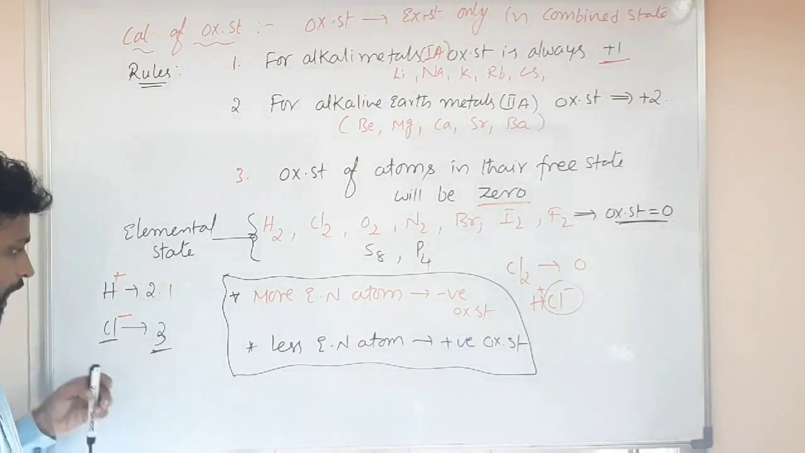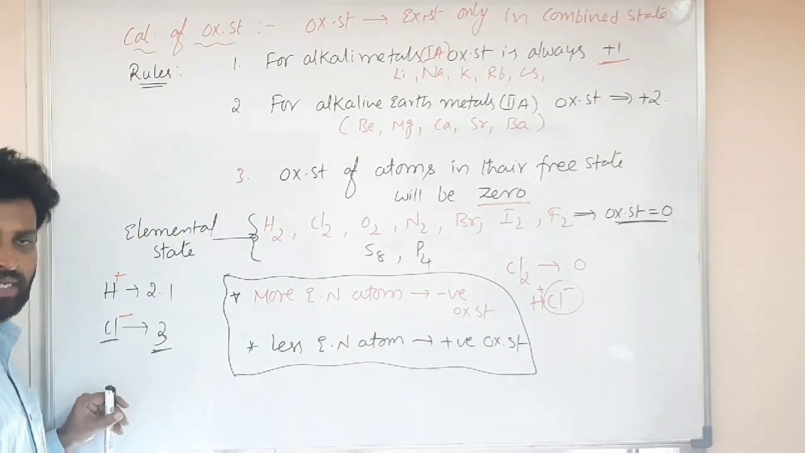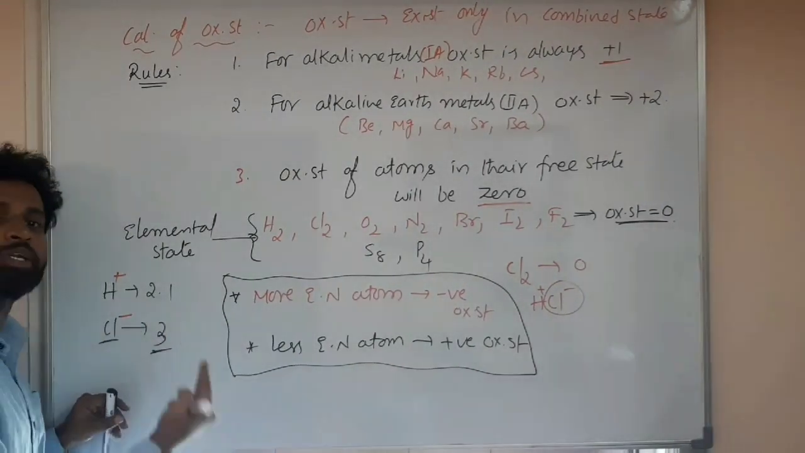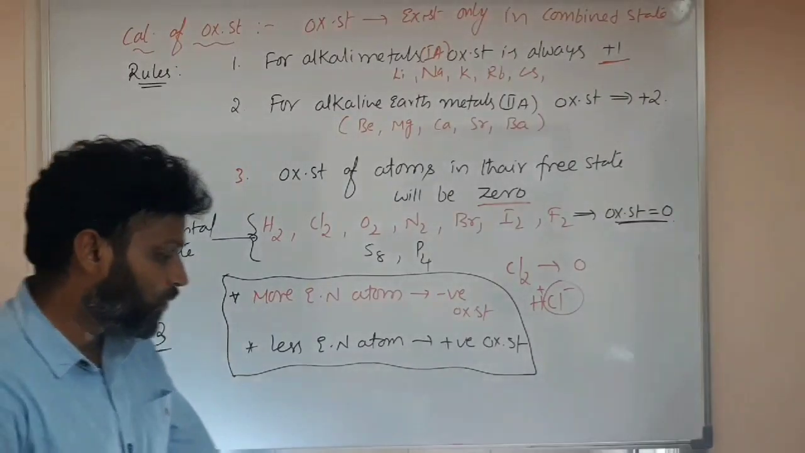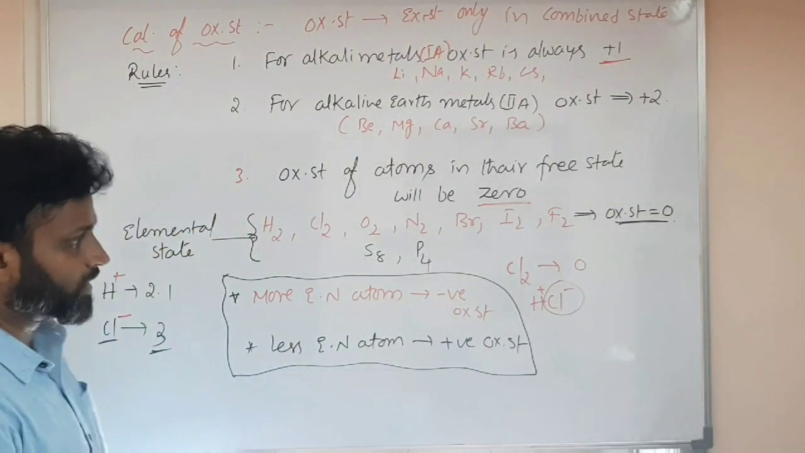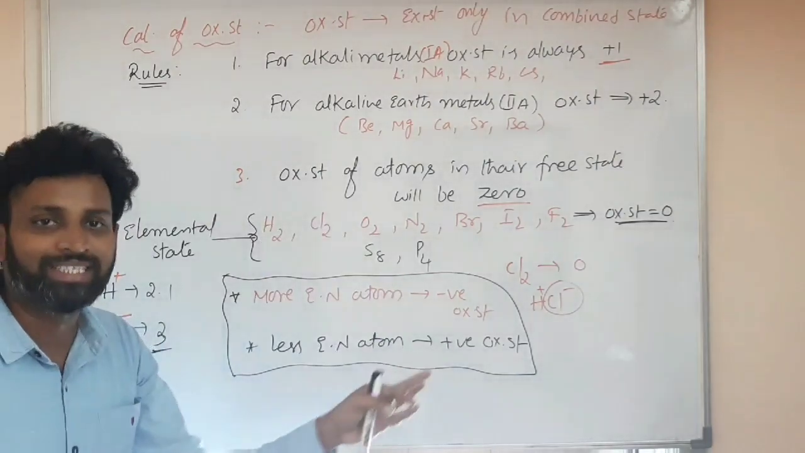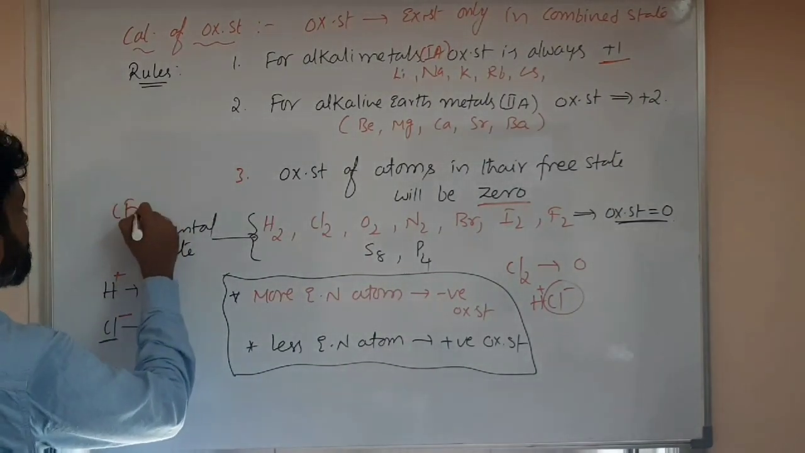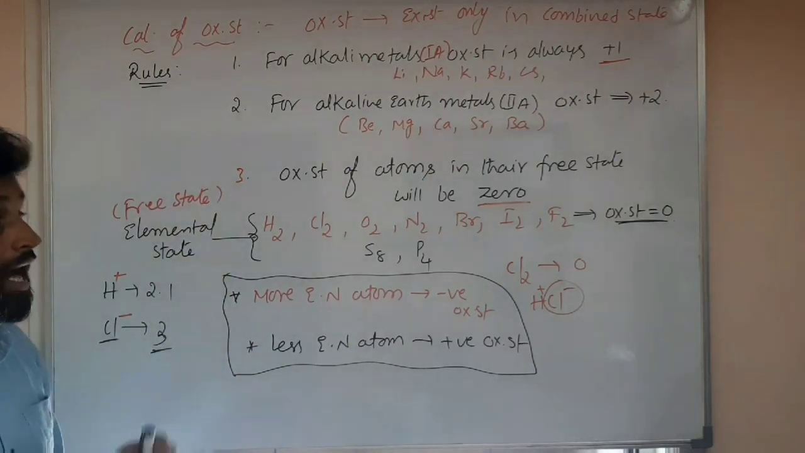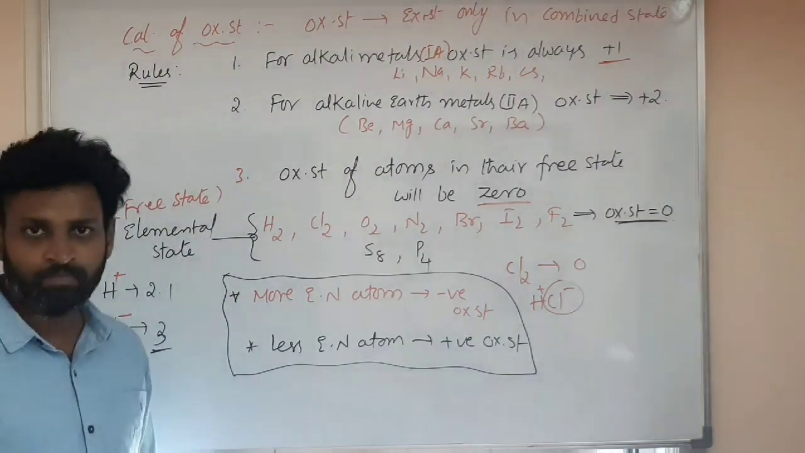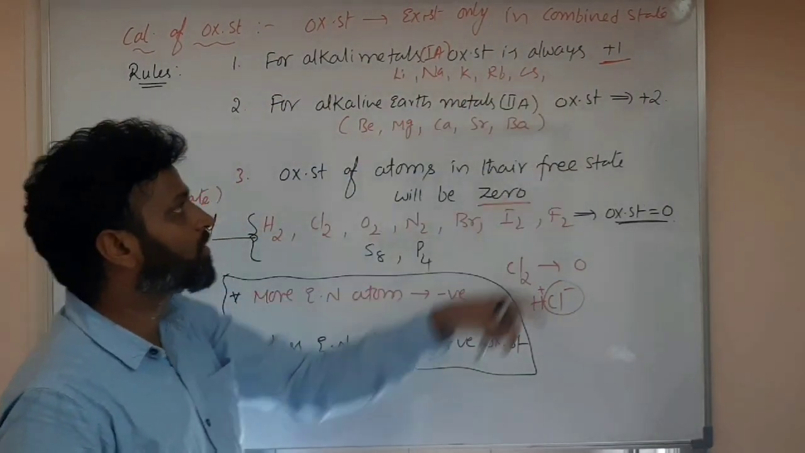So how to know electronegativities? I gave one trick for you. By using those electronegativity values, you can know who has positive oxidation state and who has negative oxidation state. Elements don't have oxidation state in free state. Free state means uncombined state. Remember this. And in combined state, for alkali metals always +1.